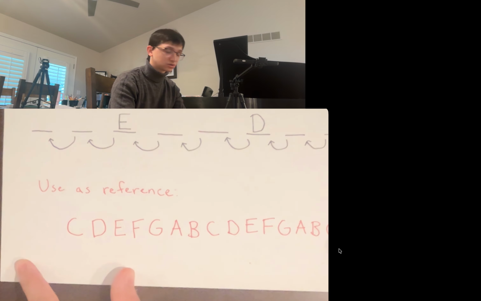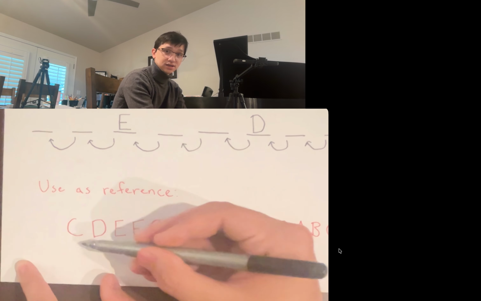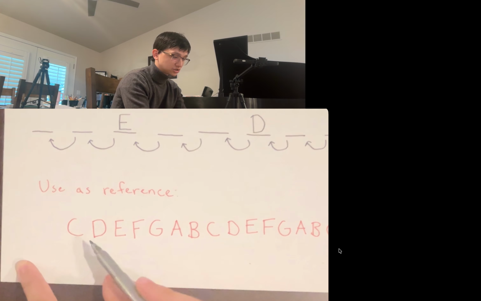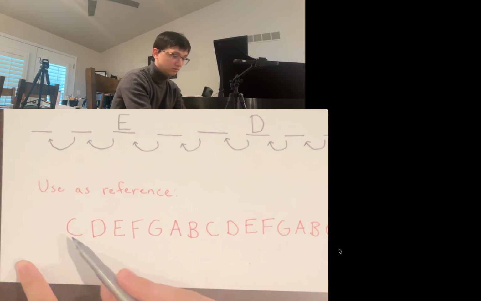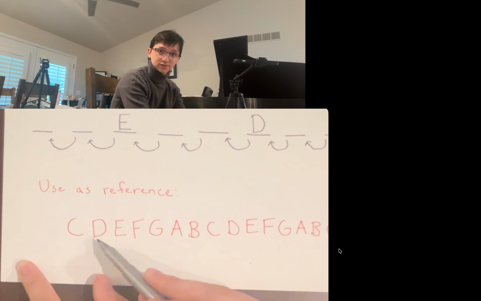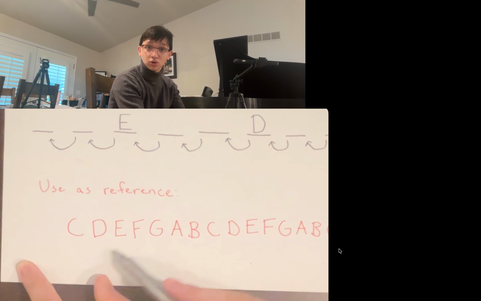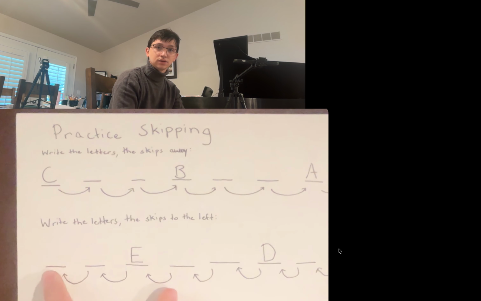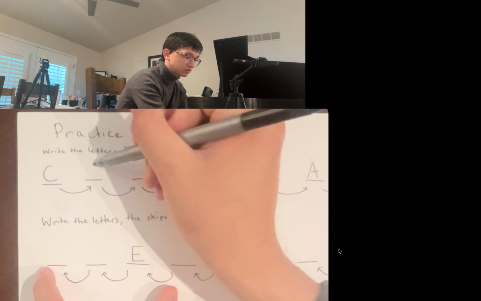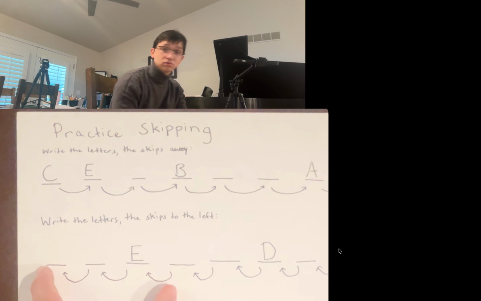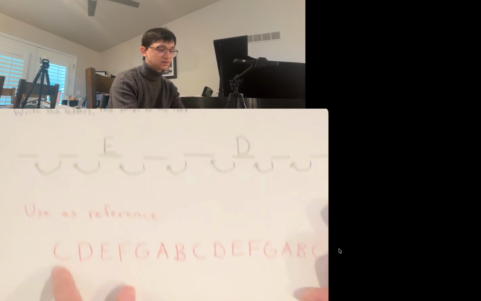Going back to this reference, if I'm starting on C and I'm trying to go a skip away, I just skip over D. That's what we're doing when we skip. When we step, we would be going from C to D, but with a skip, we skip over D so that we land on E. So that's the first one. After C, we would get E. C skips to E.